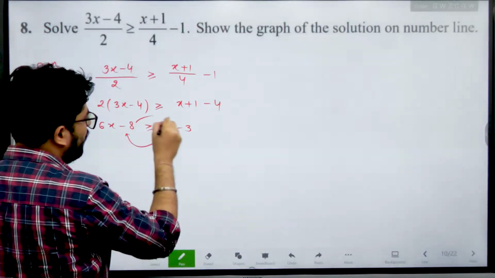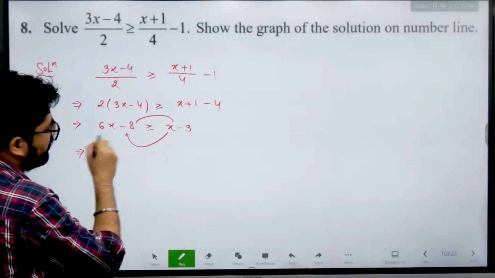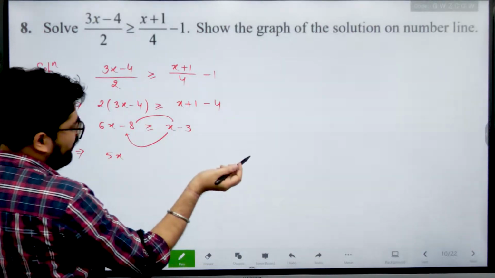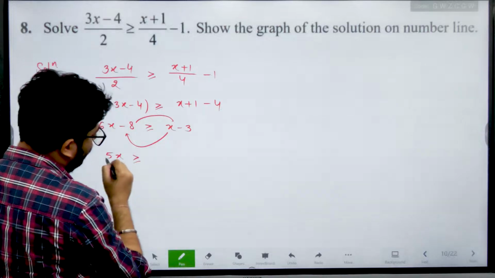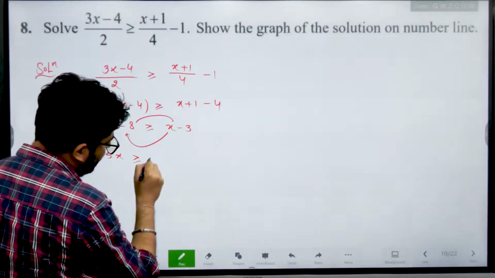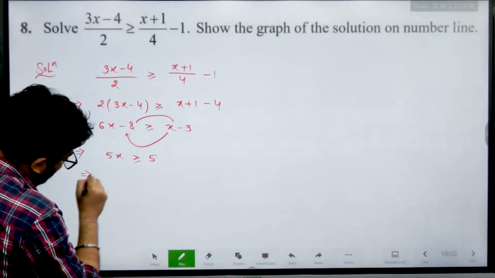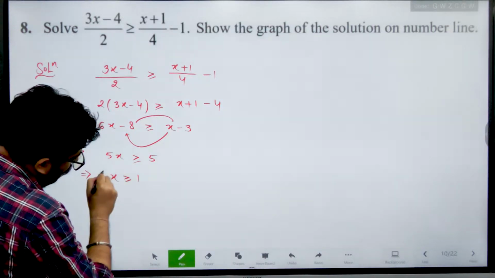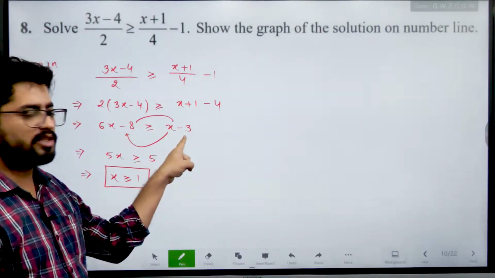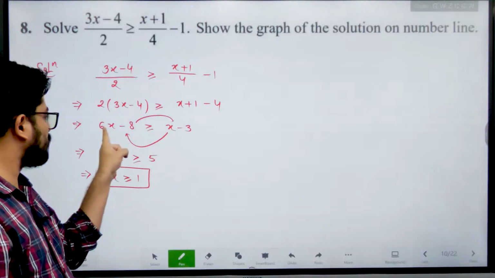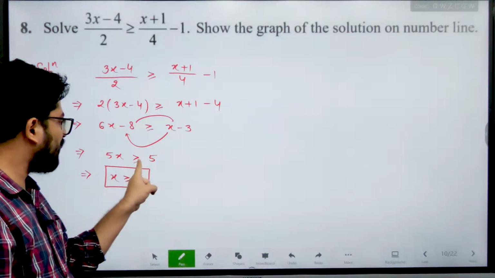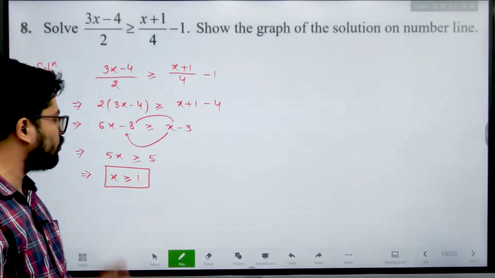Take x here and 8 there, you will get 6x minus x, that's 5x. Taking 8 to the right hand side, the sign changes, so minus 3 plus 8 is plus 5. So x is greater than or equal to 1, dividing by 5 on both sides. So 6x minus 8 greater than or equal to x minus 3. Subtract x on both sides, you will get 5x. Add 8 on both sides, you will get minus 3 plus 8, that's plus 5. So 5x greater than or equal to 5, so x must be greater than or equal to 1.